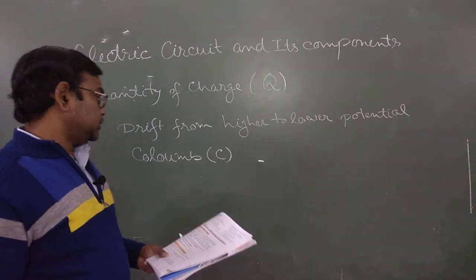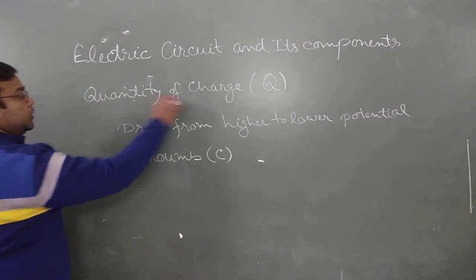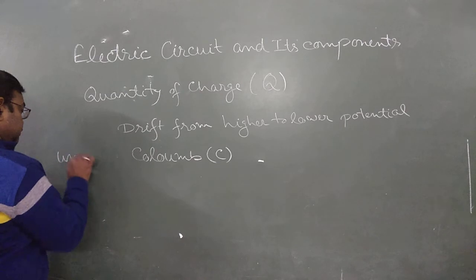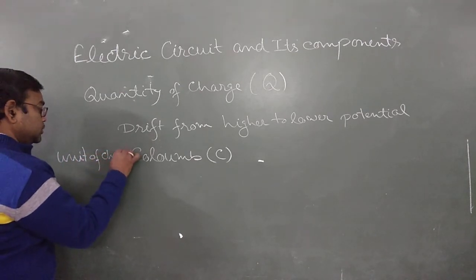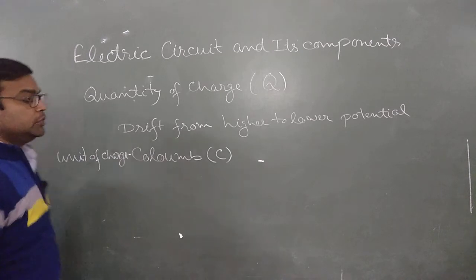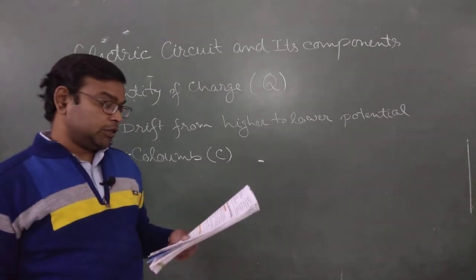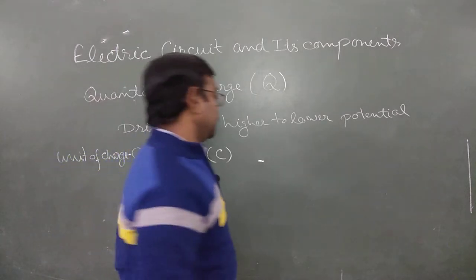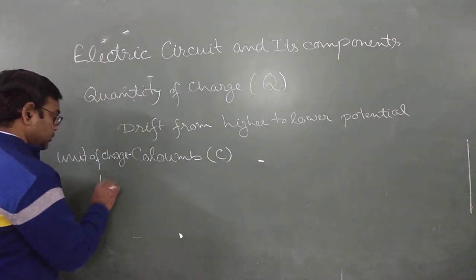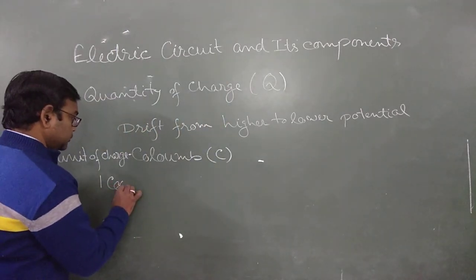The electric charge, this is not about quantity of charge. This is the unit of charge. The unit of charge is coulomb, C. So what is the coulomb? Sometimes they may ask you to define 1 coulomb. So what is 1 coulomb?